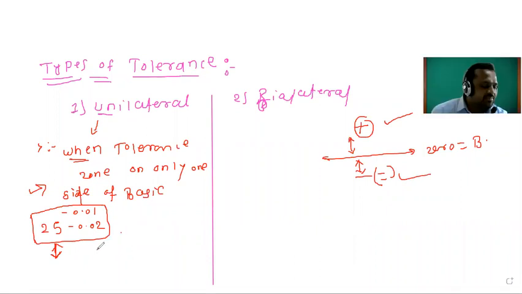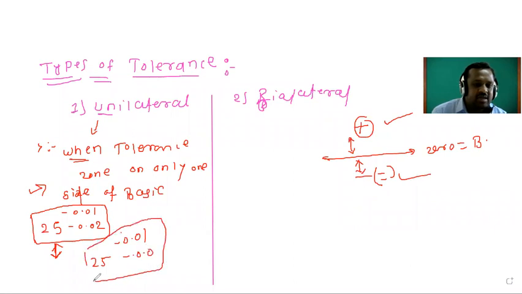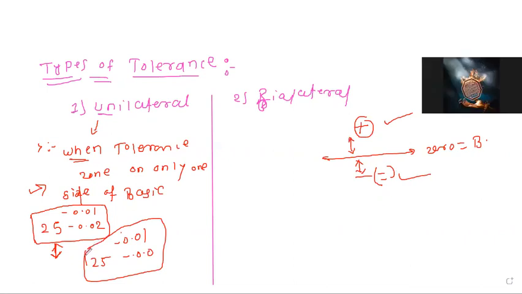Then tell me the next example. See here, 25 minus 0.01 and minus 0.00. Then tell me whether it is unilateral or bilateral. Unilateral, because here both the permissible sizes we have shown on the negative side. Both the permissible values in this example also are shown on the negative side.